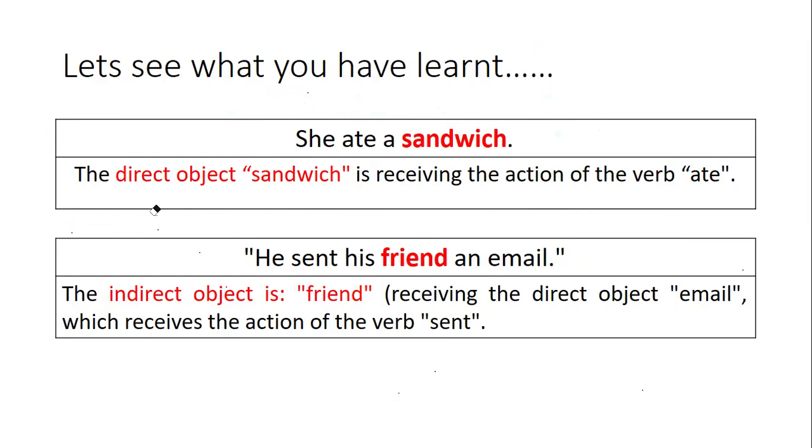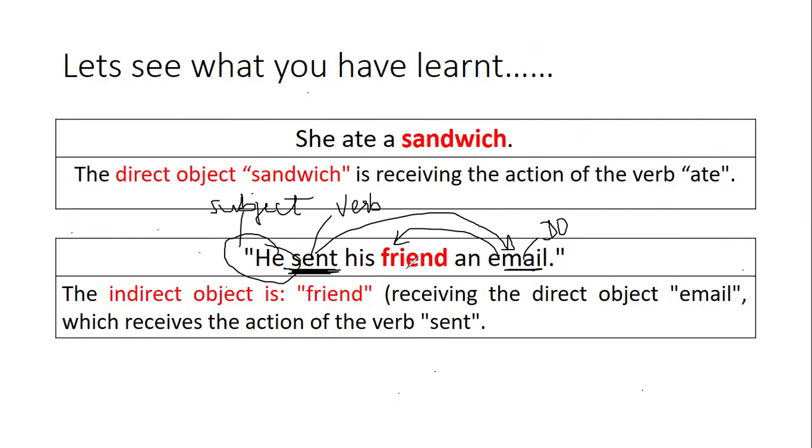He sent his friend an email. He. The whole sentence is revolving around our subject, he. What is the action that he's performing? He's sending something. He's sending an email. So the action that is performed is sent. What did he send? He sent an email. This is our direct object. And to whom was the email sent? It was sent to a friend. So friend is an indirect object.